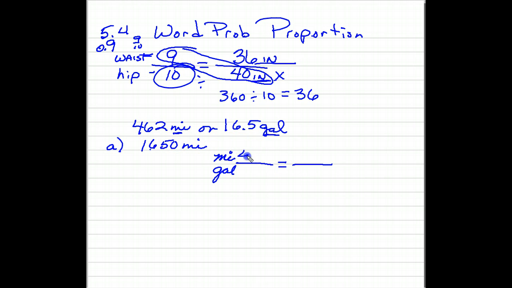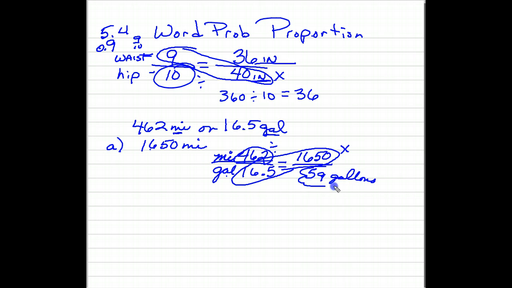Let's put 462 miles on 16.5 gallons. So we want to know how many gallons it will take to go 1,650 miles. So after you multiply the two numbers that are across, divide by the other one, you're going to get about 59 gallons. Okay, that's what it should come out to, approximately 59 gallons. It's not exact, but it's about that much.